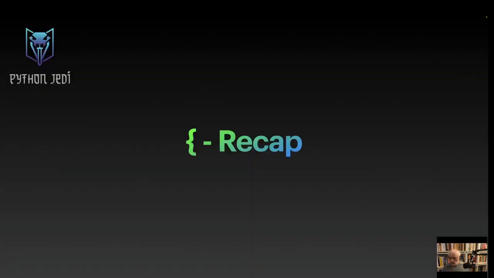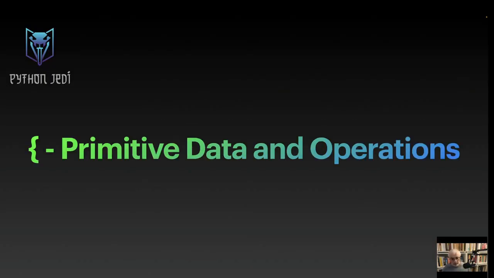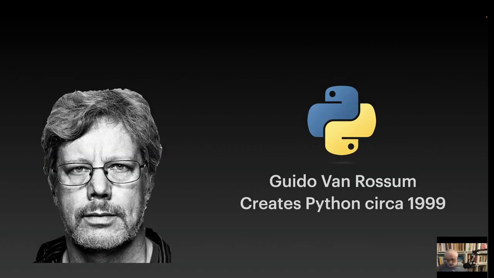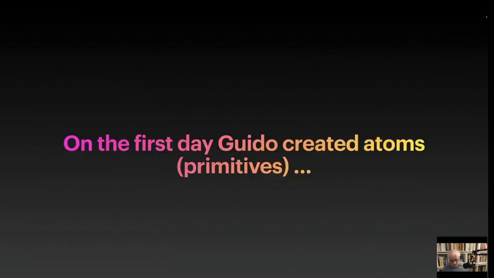Okay, so let's do a quick recap of primitive data and operations, what we looked at last week. I'm not going to go through everything, just the basic idea. Guido van Rossum created Python on or about 1999, 2000. So Python has been around for about a quarter of a century, 25 years. So it's quite a mature programming language.